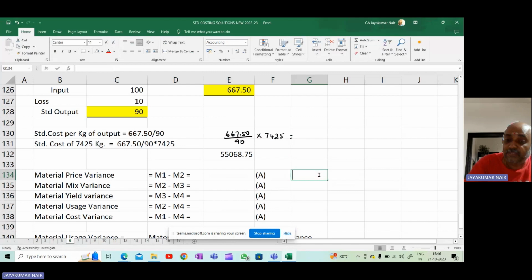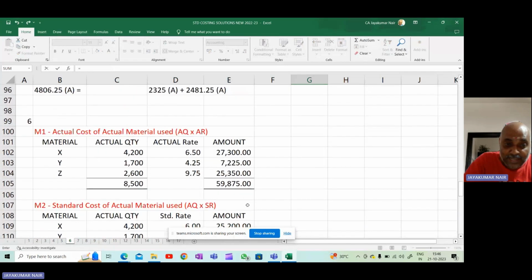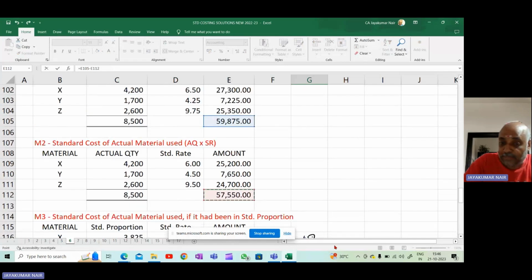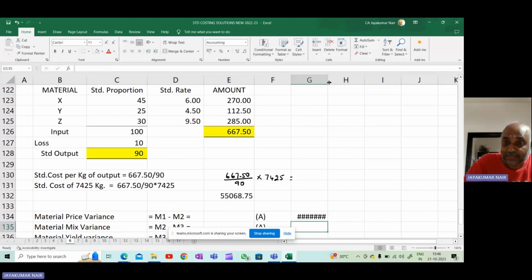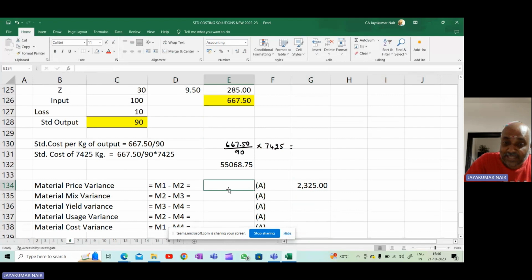Now we will compute the variances. So the first one is material price variance. How do you find material price variance? The formula is M1 minus M2. So what is M1 here? M1 is 59,875 minus M2. M2 is 57,550. So you get 2,325. This is adverse.